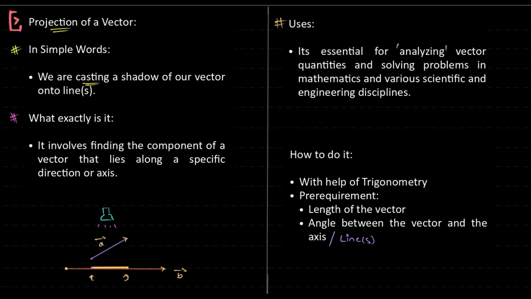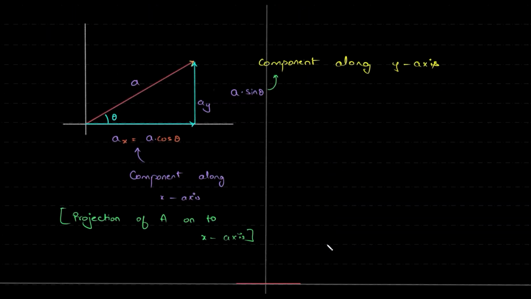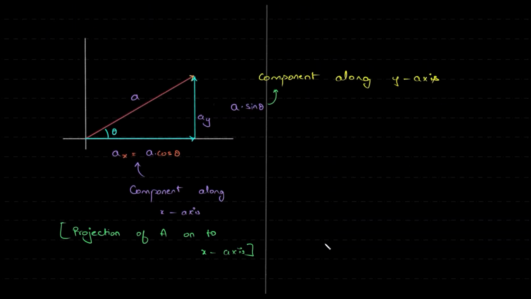Okay. So how do we do this though? In the end, we have to make use of our trigonometry. The prerequisite being, we need to know the length and the angle between the vector and the axis, if not the lines. Again, it need not be with the axis itself. It can be with any line. It's very important for us to understand this because it's not only the axis we deal with, we deal with different scenarios also.